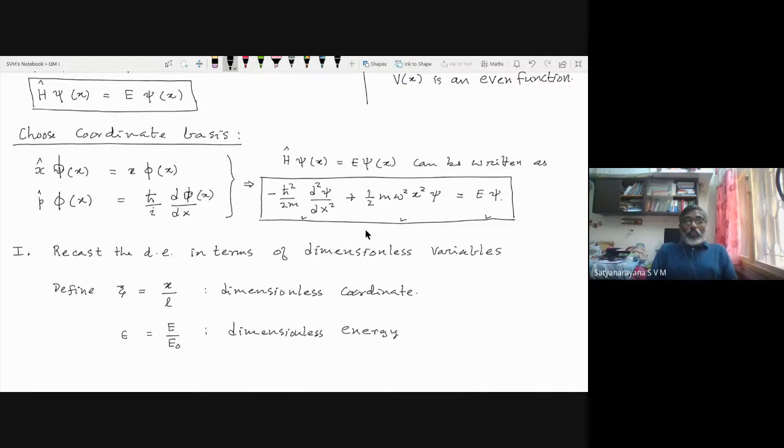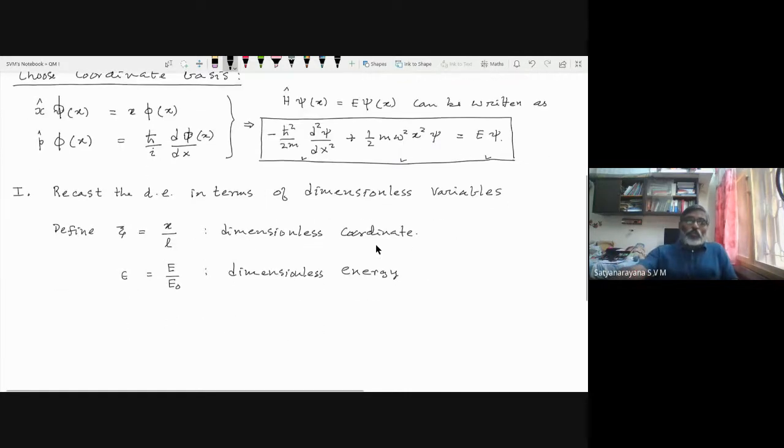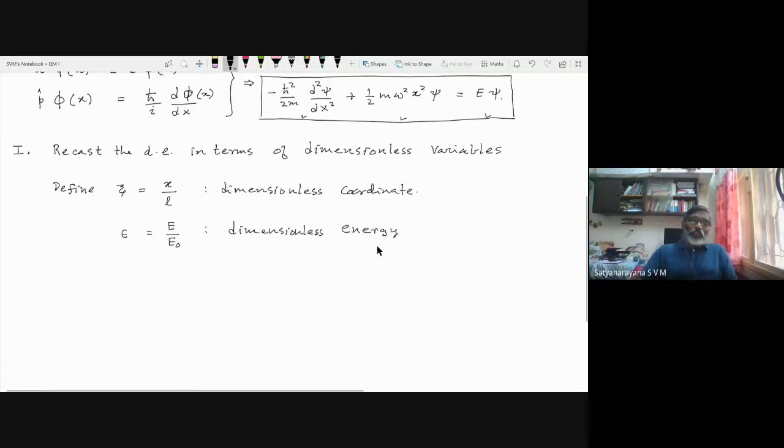The technique that I am going to show you now is a very general technique which is used for any differential equation. So please try to understand how we recast this in terms of these dimensionless variables. Now notice that this L and E naught have to be determined. They are not known yet, so we have a freedom to determine them.